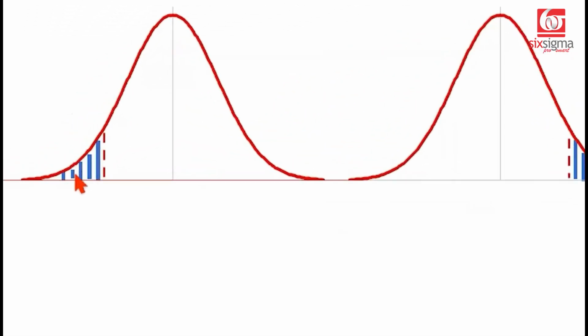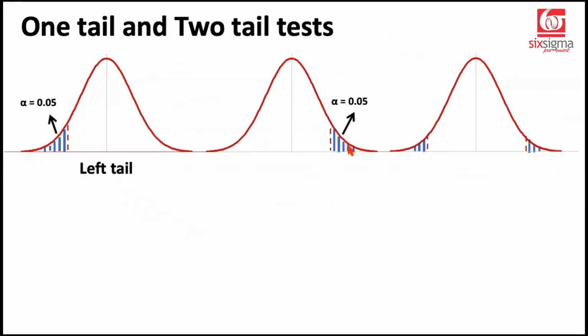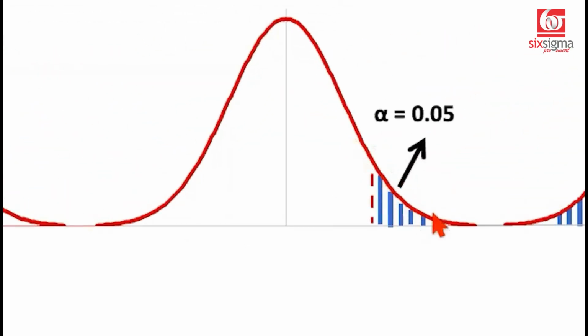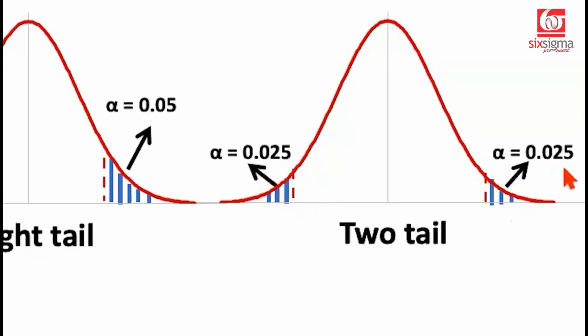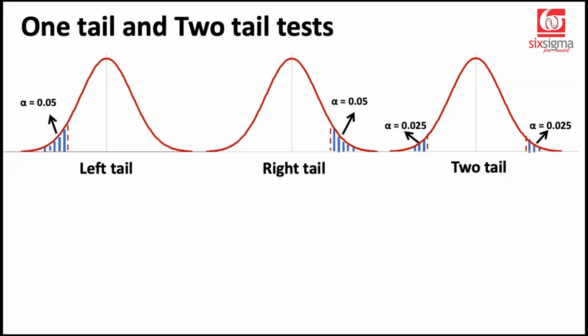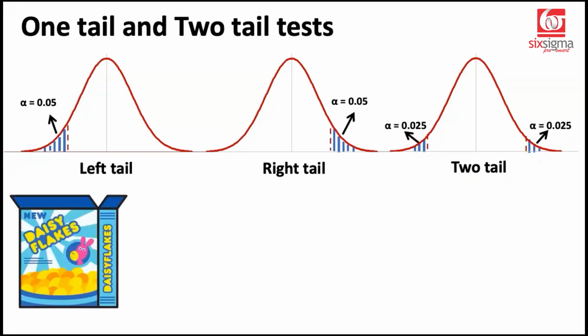In this case, the entire alpha risk is placed on one tail, that is particularly the left tail. That's why it's called a left-tailed test. On the other hand, in this case, the entire alpha value is placed on the right tail, and that's why it's called a right-tailed test. But in this case, we equally divide alpha into two parts, and that's why it's called a two-tailed test. So how do you figure out what type of tail test you're performing? That's something which we'll understand with the help of an example.